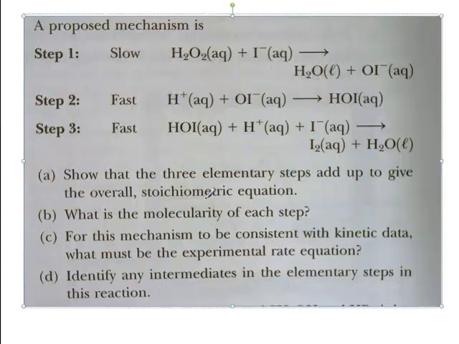Show that the three elementary steps add up to give the overall stoichiometric equation. So what I'm going to do there is basically identify the intermediates. So I'm going to answer D in that respect. I've got H2O on this side being produced, and nope, it's not there. So what about, here we go, OI minus, that's being produced and being used. HOI is being produced here, being consumed there, and I believe that is everything.